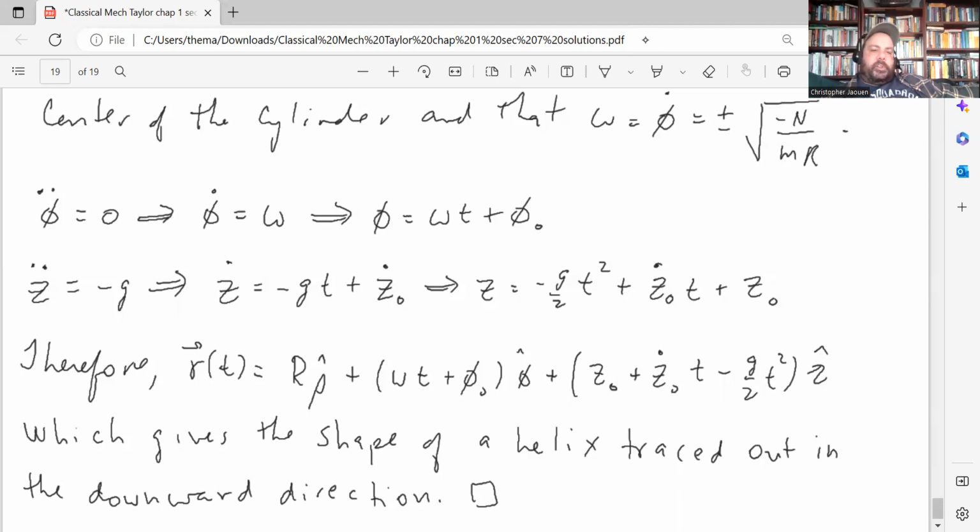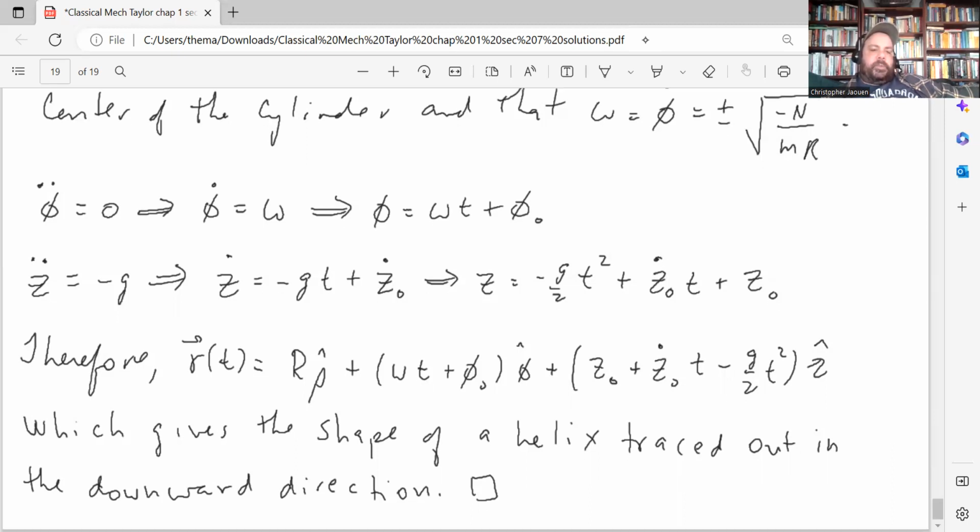Right, so that's a linear function, and z double dot equals negative g. Again, you can divide out by the mass because it's a factor on both sides. Integrate that with respect to time, you get z dot is negative g t plus z dot 0, in other words, the initial velocity in the z direction. Right. Integrate one more time, you get negative g over 2 t squared plus z dot 0 t plus z 0.